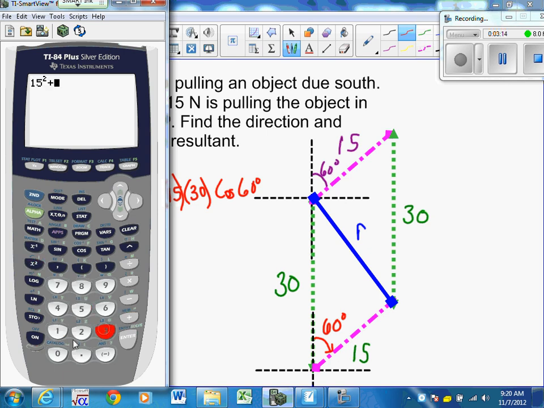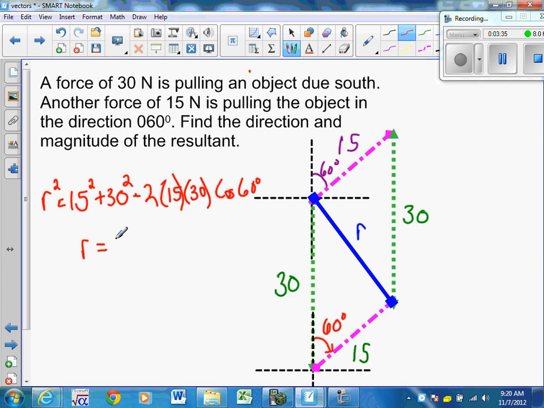So once we put that into the calculator, I really like just typing all these in at one time. I think it alleviates a lot of the mistakes people get by typing things in. Second answer. And we get 25.981. So that is our newtons of force. That's how many newtons are the result of these two.